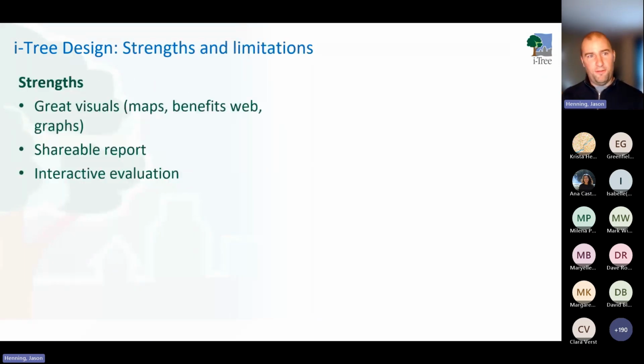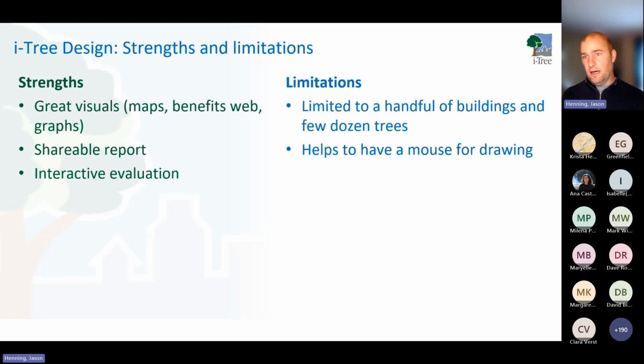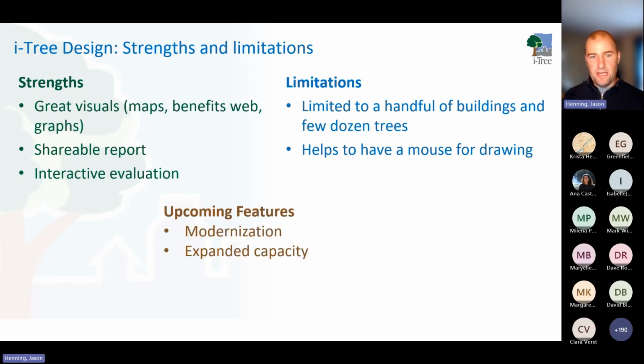Lastly, as far as strengths and limitations, the visuals are great in MyTree Design. The shareable report, the fact that you can save and print that report is really nice, and that interactive evaluation with the web of benefits can be really informative as well. It's limited to a handful of buildings and a few dozen trees, so it takes a little more time when you go past that. Upcoming features, Krista mentioned that this is a little bit of an older tool, so we are working on modernizing it and sort of expanding that capacity to have more trees and more buildings.